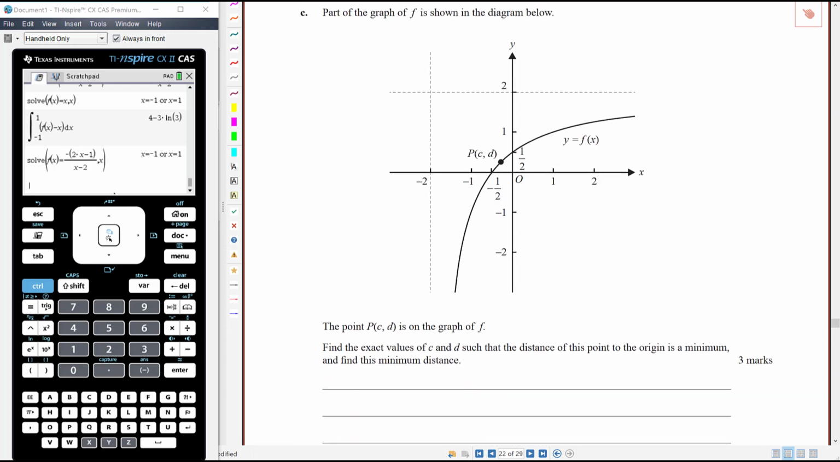Okay, part C. Part of the graph of f is shown in the diagram below. The point P, which has coordinates of C, D, is on the graph of f. Find the exact values of C and D such that the distance of this point to the origin is a minimum. Find this minimum distance.